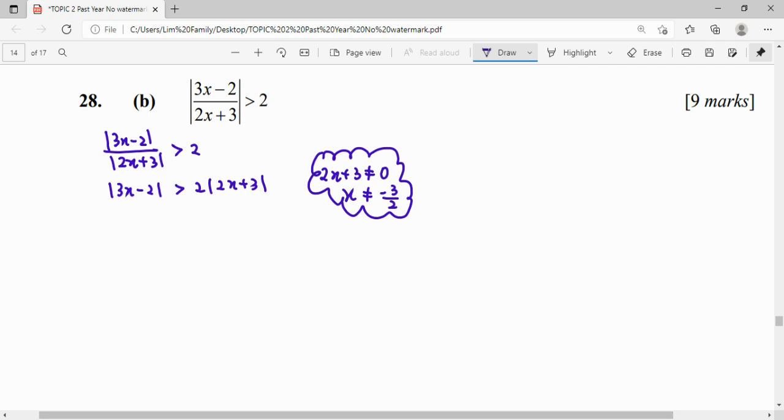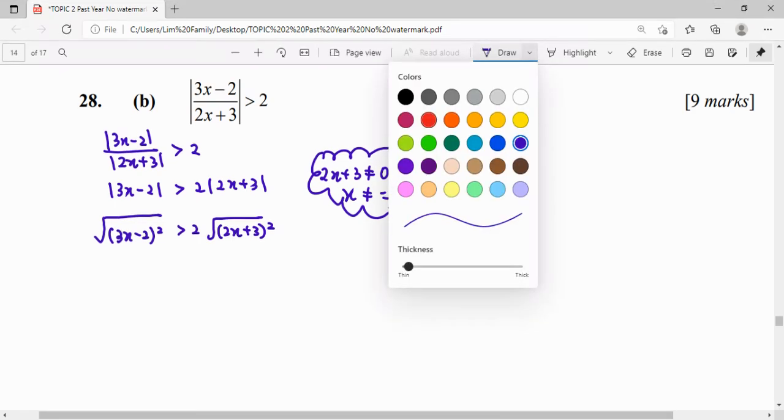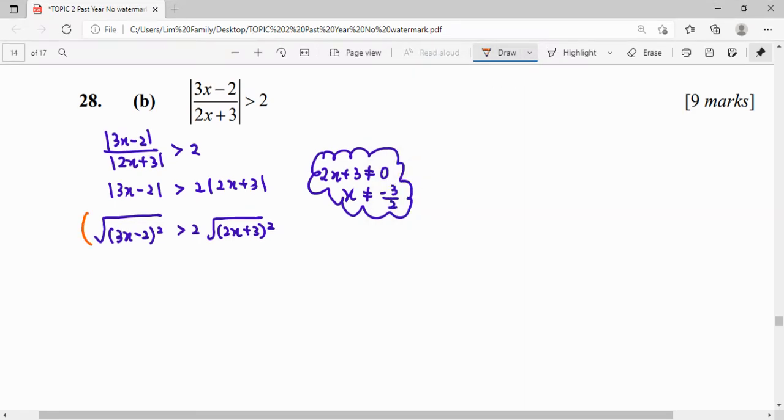change the modulus side to square root and square. So in order to solve modulus on both sides, we can use the method of squaring both sides. So this will simplify, and then leaving our answer here 3x minus 2 squared. Then the right hand side is 2 squared equals to 4, then 2x plus 3 squared. So we expand it one by one.